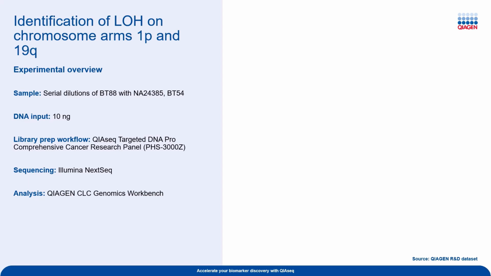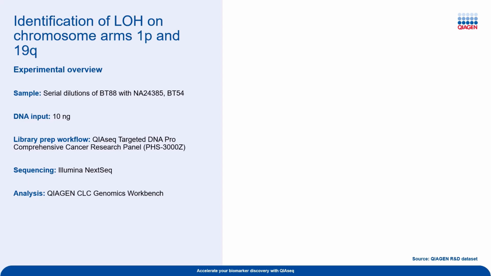We used two different cell lines to assess the IDH1 mutation and LOH, frankly, because we could not find a cell line that had these genotypic events present at the same time. So we used the BT88 DNA and serial diluted with NA24385 DNA to obtain different tumor purity percentages. The DNA input amount into the workflow was 10 nanograms for all dilutions, and we used 5 nanograms of the BT54 into the workflow directly.